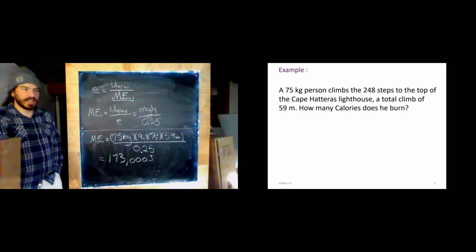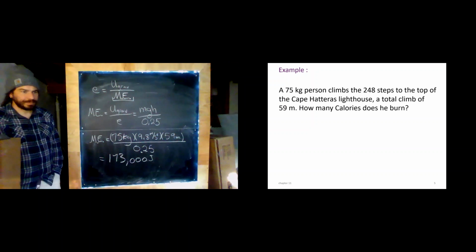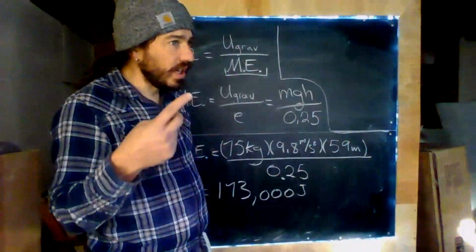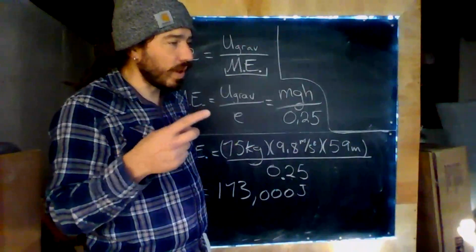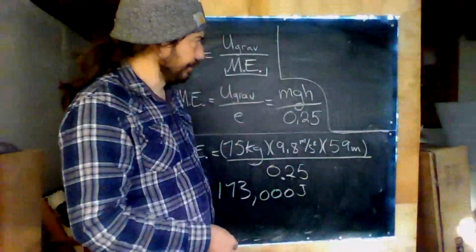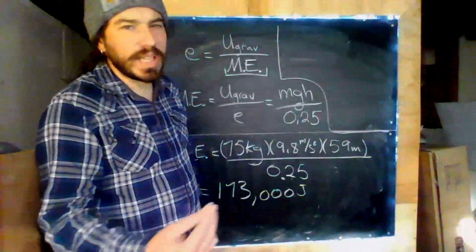But what we haven't done is convert that into calories. And so let's talk a little bit about the unit, a calorie. A calorie is defined as how much energy is required to increase the temperature of 1 gram of water by 1 degree Celsius. So that's what 1 calorie is.